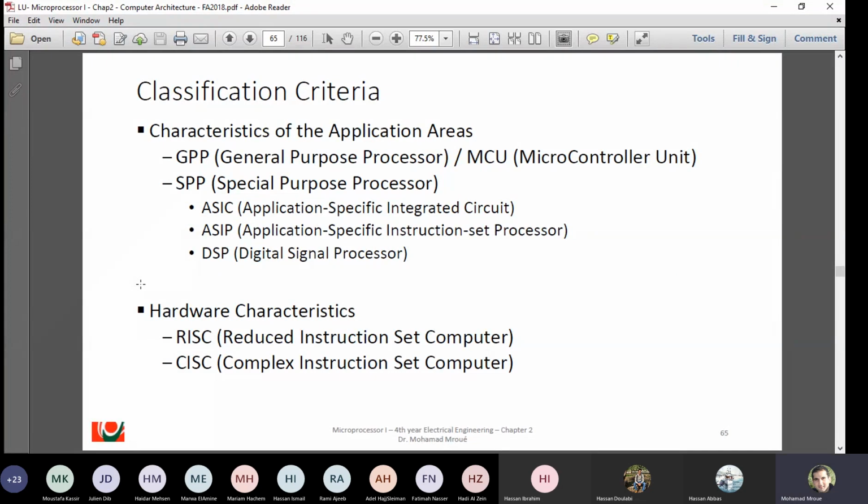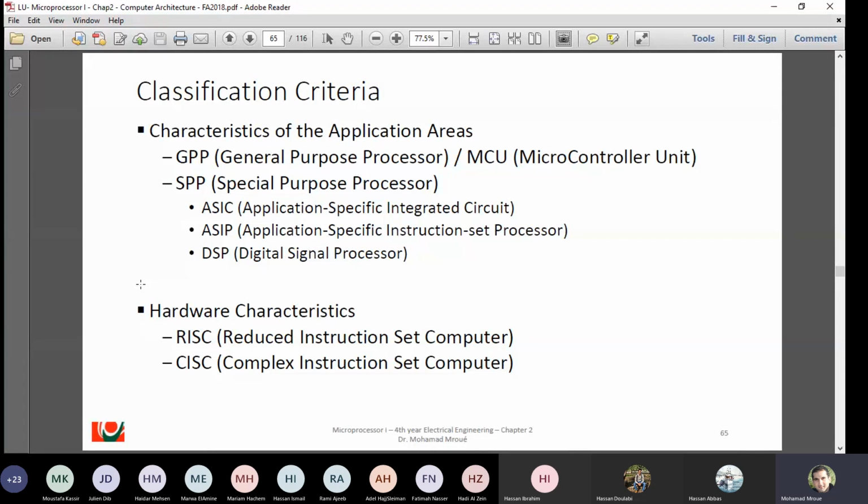So classification criteria could be in terms of characteristics of the application areas. We have general purpose processors, and also we have the MCUs, the microcontroller units, like the PIC18F that we'll consider in the second part of this course. And on the other side, you have the special purpose processors, the ASIC, the ASIP, and we have the digital signal processor used in mobile phones.